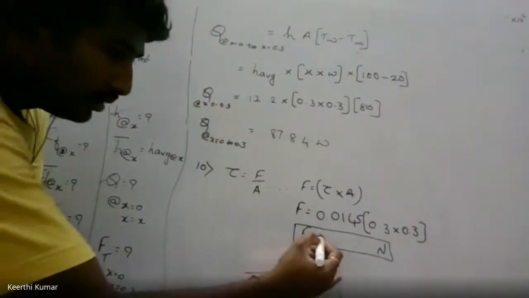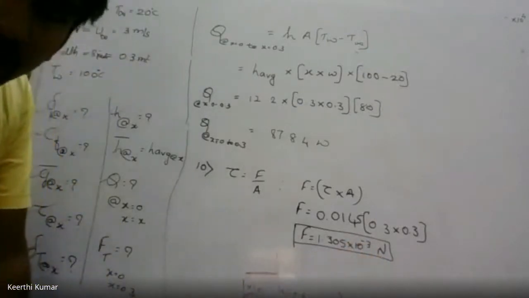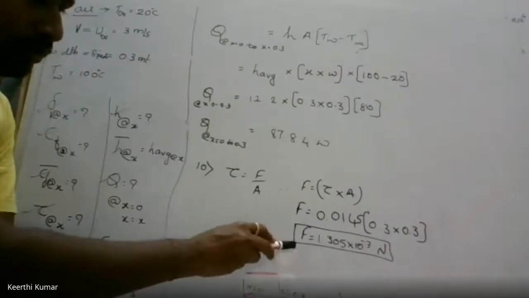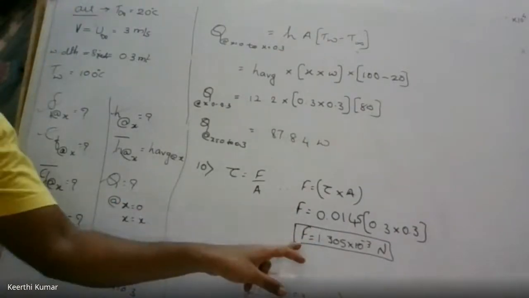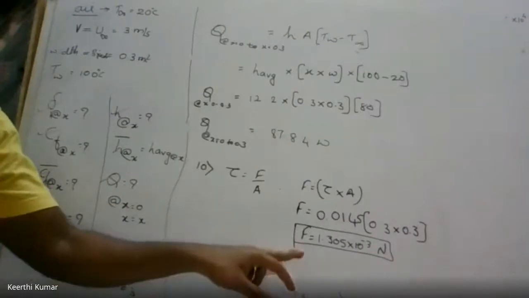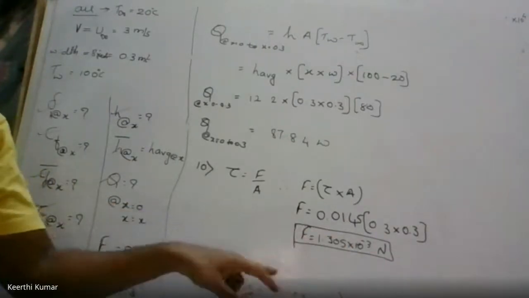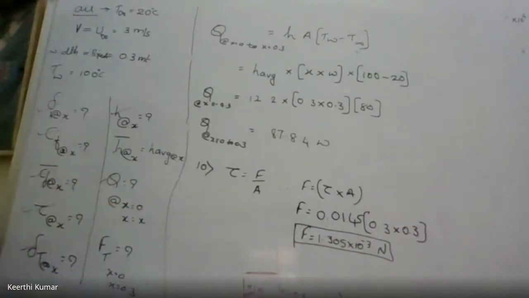1.305 into 10 to the power minus 3, sir. Okay, 1.305 into 10 to the power minus 3. Okay, good. So now we got the total F. If the air is blowing on two sides, just multiply this by 2 later. This is for one side, and for the other side it will be the same.